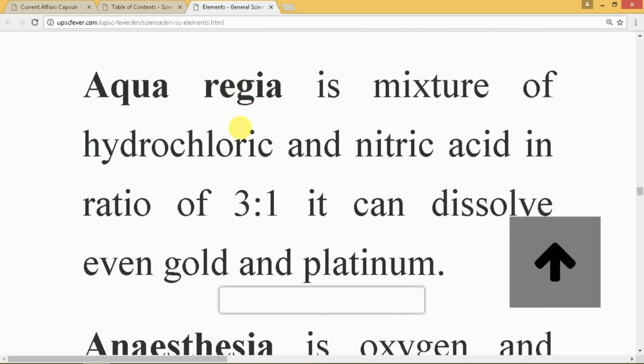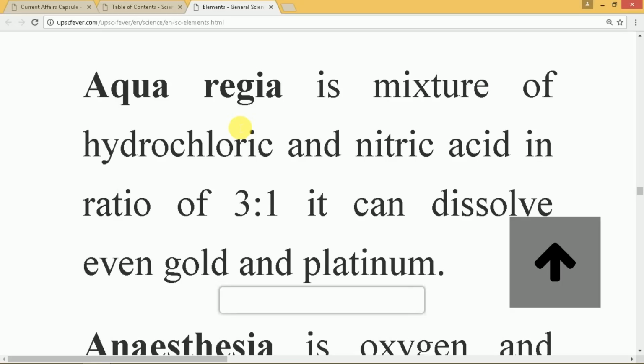Then finally, anesthesia. This is used during surgeries as a painkiller. It is made up of oxygen and nitrous oxide. When we give anesthesia to a patient, then he does not feel pain in that body or he passes out, and therefore surgery can be performed on him.